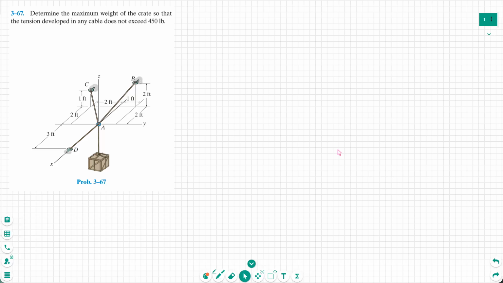67. Okay, the question says determine the maximum weight of the crate so that the tension developed in any cable does not exceed 450 pounds.